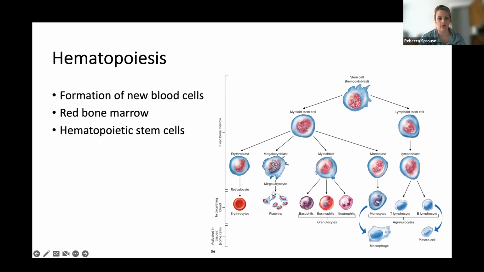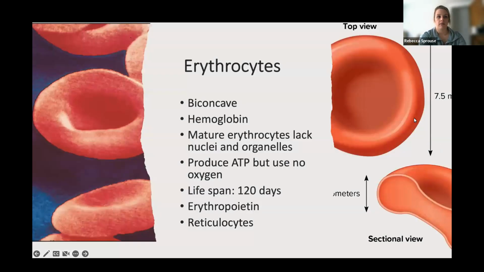So that fragments out and then that forms our platelets. And then there's lots of different kinds of blast cells that eventually differentiate into white blood cells. But the ones that I'm going to focus on are definitely the erythroblast and the megakaryoblast. So let's talk about red blood cells.